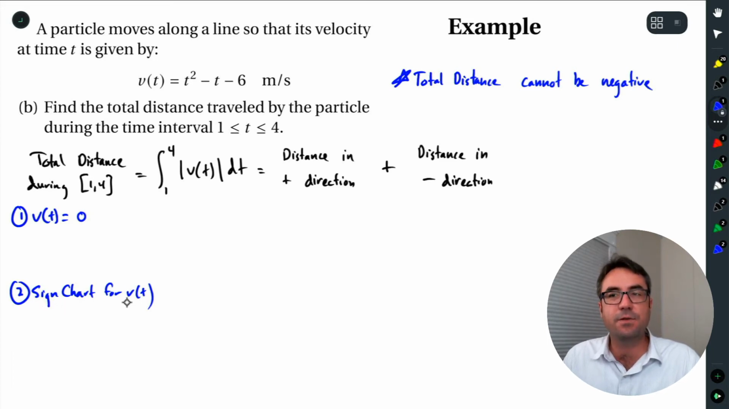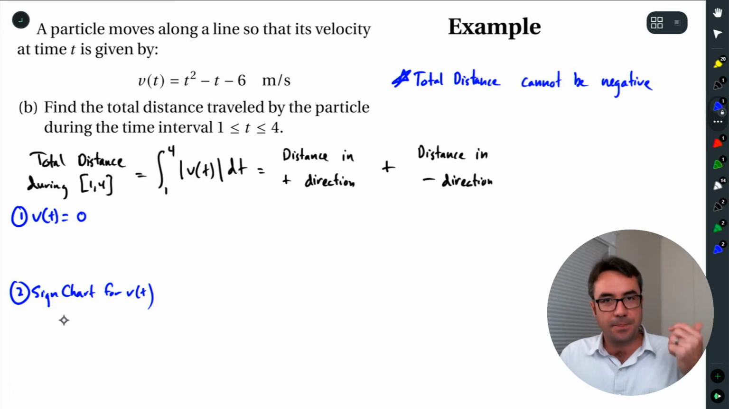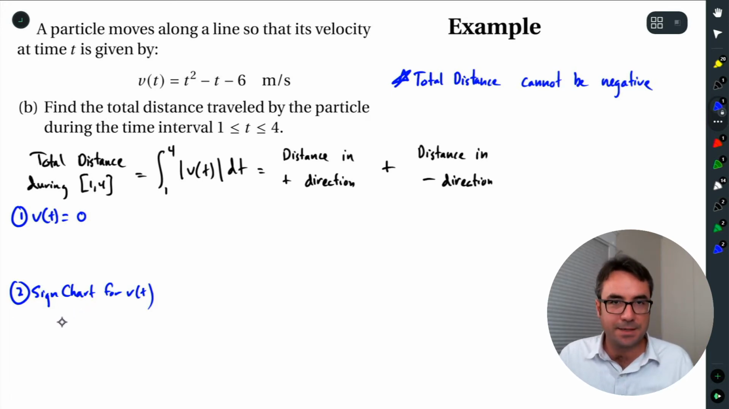The sign chart for our velocity is going to tell us the intervals of time when we're moving in the positive direction versus the intervals of time where we're moving in the negative direction. So we're going to do these 2 things, and that's going to tell us when we're actually going in the positive and when we're actually going in the negative direction.